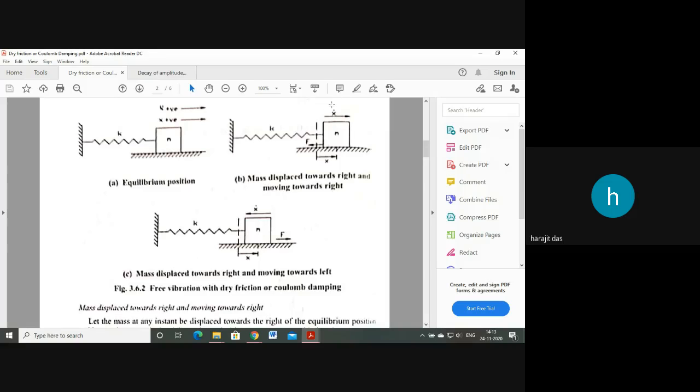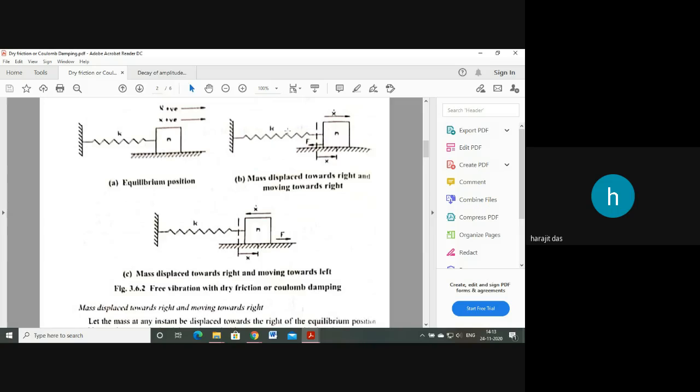Okay, so due to this motion of this mass, the inertia force will be m x double dot, which will be equal to the summation of the external forces. So what are the external forces? One will be the spring force, which will be experienced by the spring against the direction of motion, because the spring is elongated.